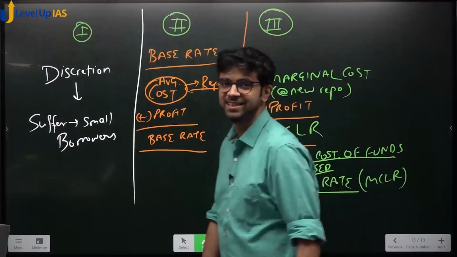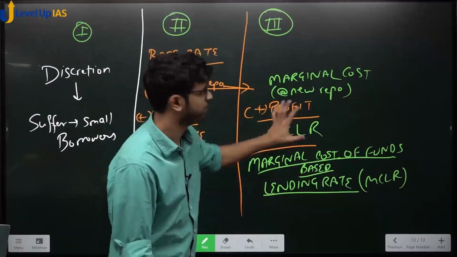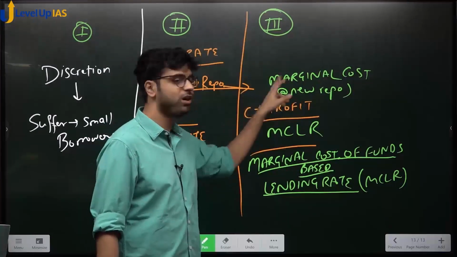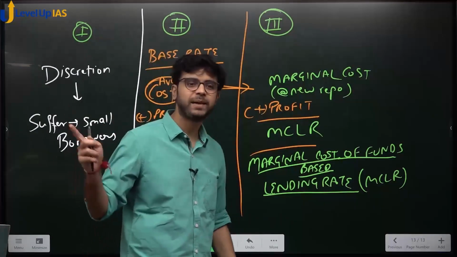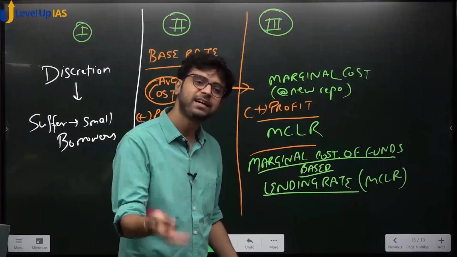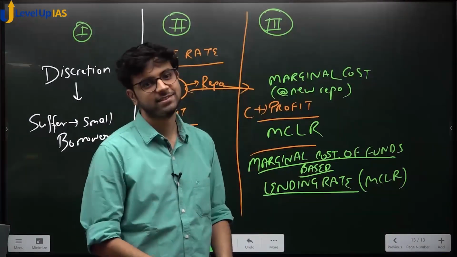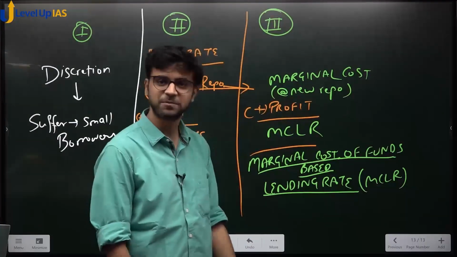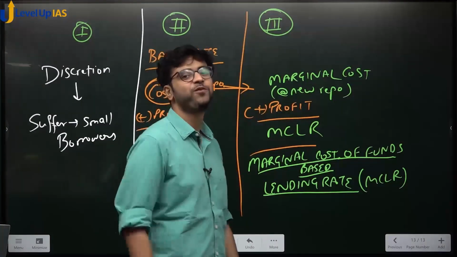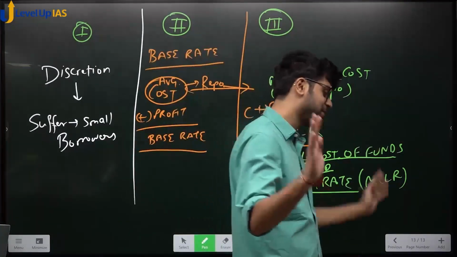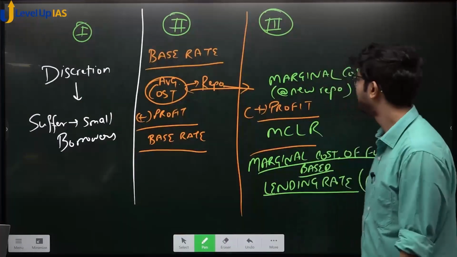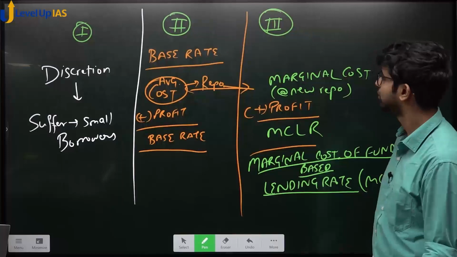Banks found ways around this also. So in this cost, there is other cost also, lighting expense, salary. Banks started showing higher salary, which increased their cost, profit the same, but MCLR higher. Understood? Then we come to the fourth regime. RBI said, I give up, I can't do this. Then we come to the fourth regime, but there is no place for the fourth regime.